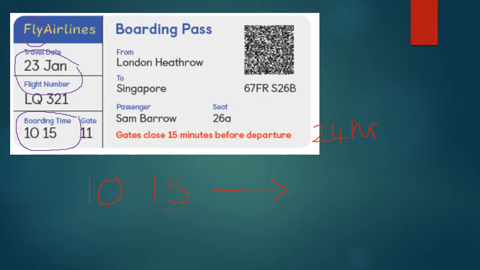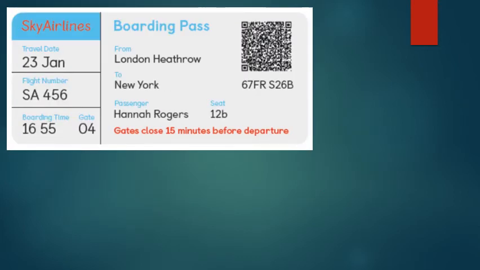Okay, your minutes would stay exactly the same at 15. You should have added 12. So you should have had 22:15. This one here is already in the 24-hour clock because it's past the number 12 at the beginning. So it's 16:55 or 55 minutes past 16.